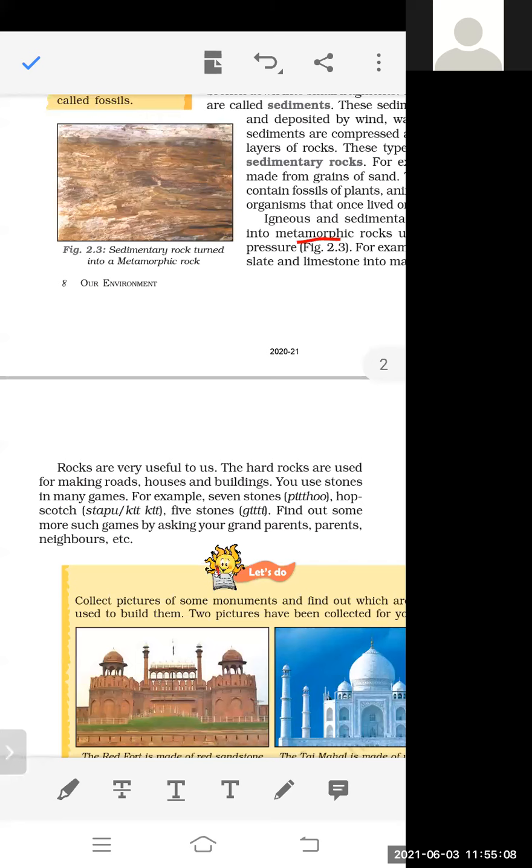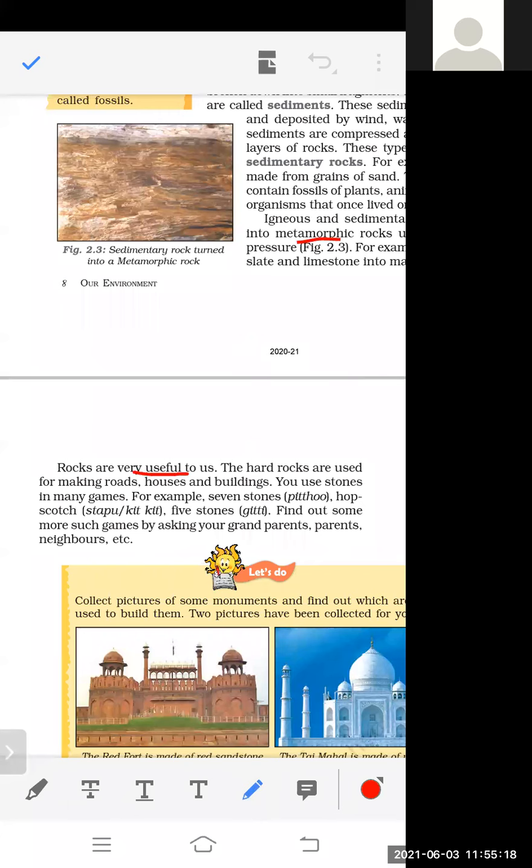Under this heat and pressure, igneous and sedimentary rocks change their form, and those are called metamorphic rocks. Now, what are the uses of rocks? Rocks are very useful to us.